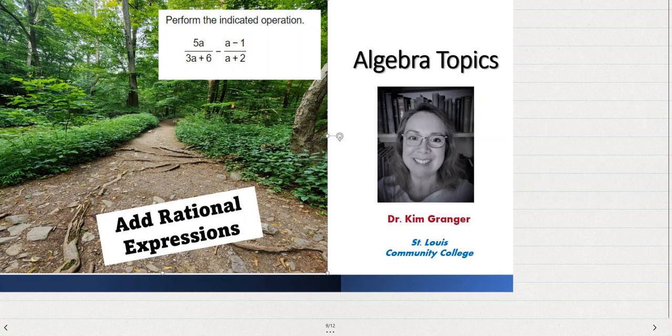In this video, we'll look at the algebra topic of adding and subtracting rational expressions. Here's the example that we're going to work on: 5a over 3a plus 6 minus a minus 1 over a plus 2.